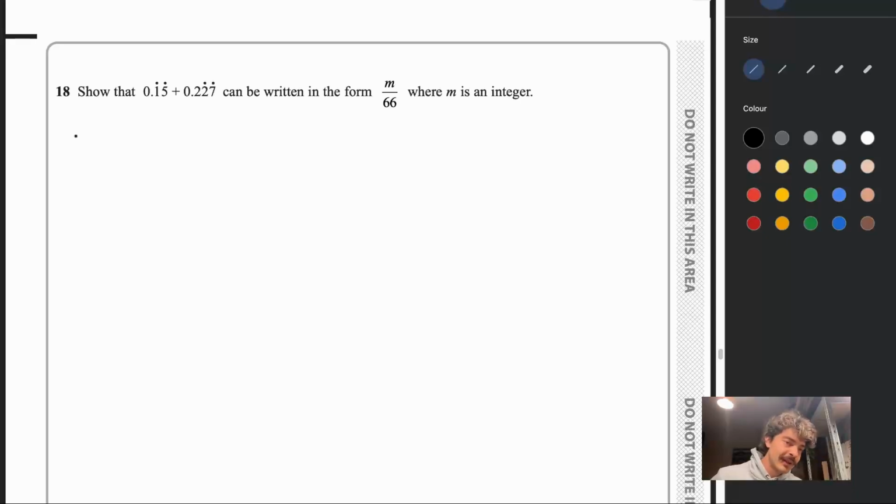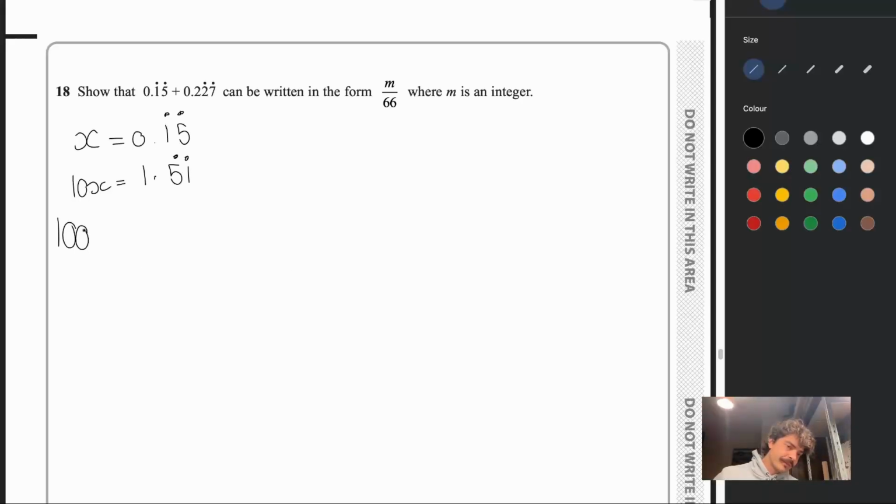So for example, if we took our 0.15 recurring, we'll say that x is equal to 0.15 with those bits recurring. If I take 10x, this is therefore going to be 1.51 recurring. But notice they don't cancel out. They're not the same. We couldn't cancel them. If we try to take away the 0.15 recurring from the 1.51 recurring, chaos would ensue.